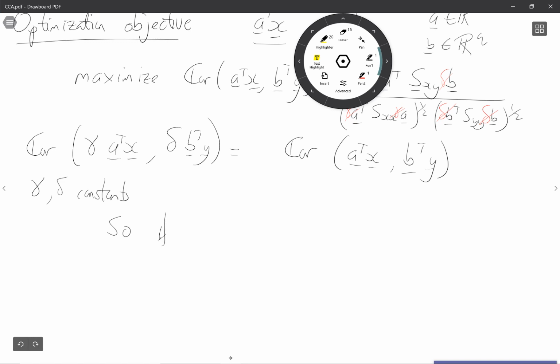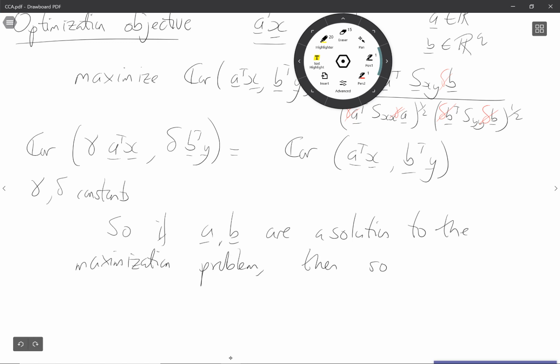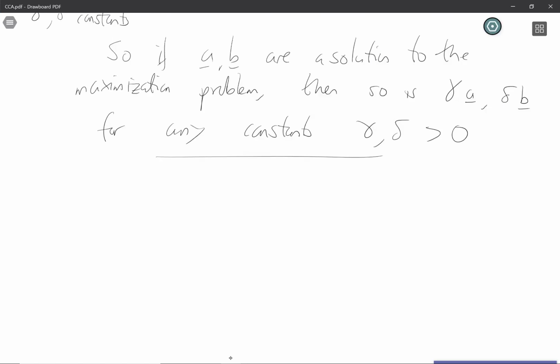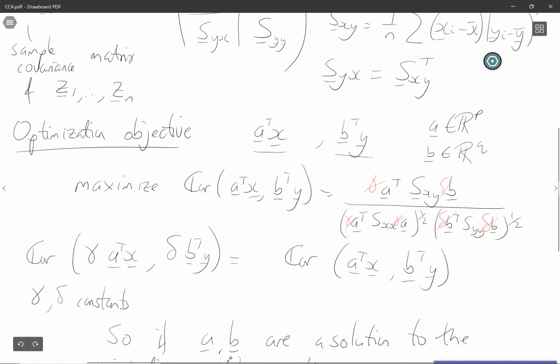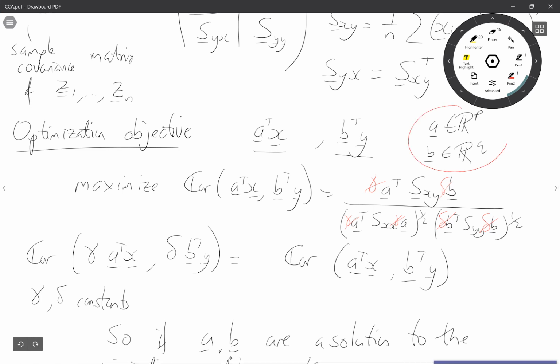So if A and B are a solution to the maximization problem, then so is gamma A and delta B for any positive constants gamma and delta. So instead we change the optimization problem. Instead of maximizing this objective for unconstrained vectors A and B, we're going to put constraints on the vectors A and B.